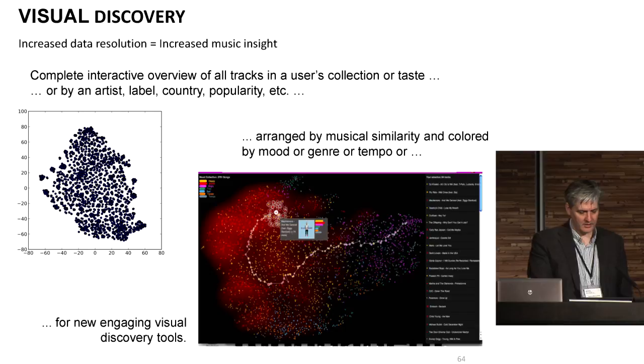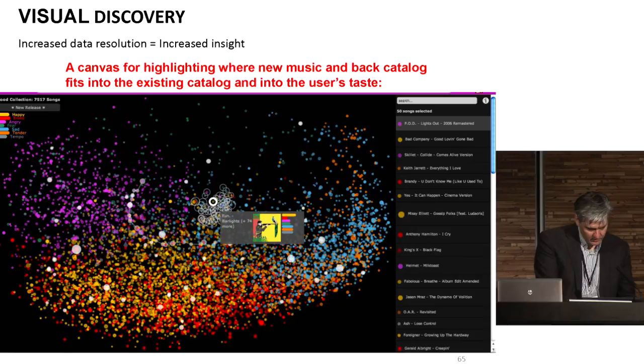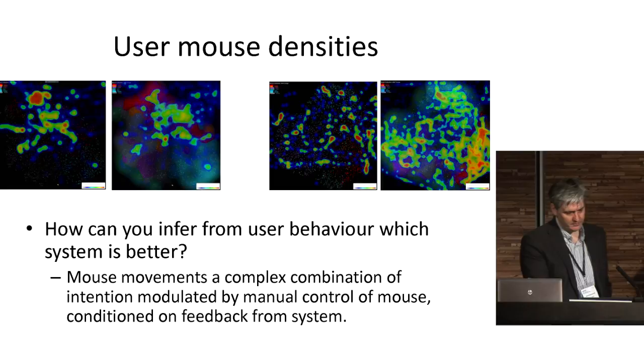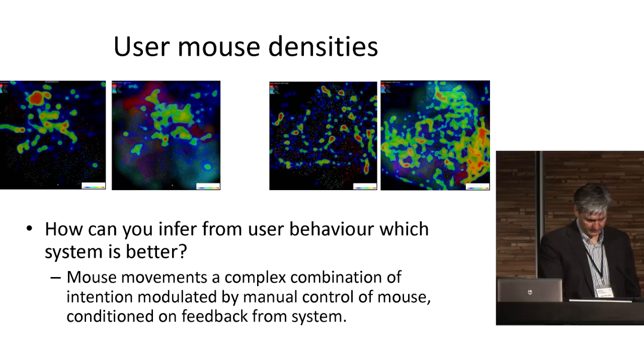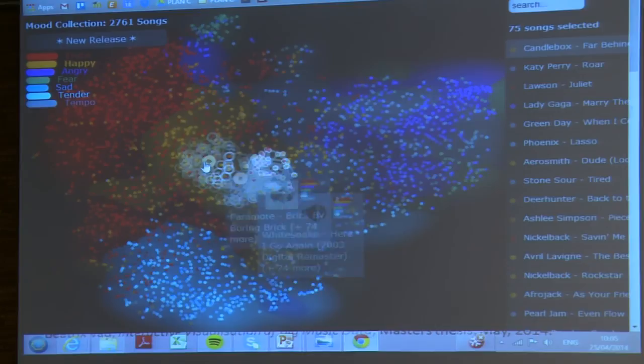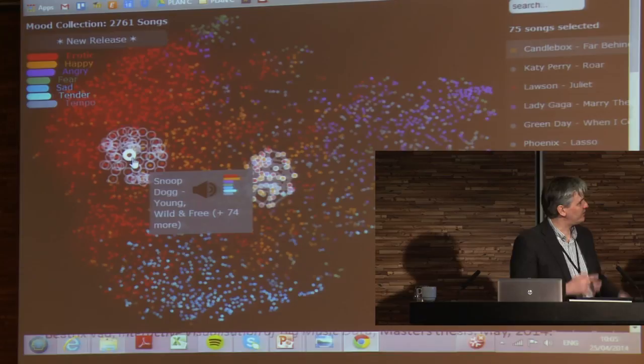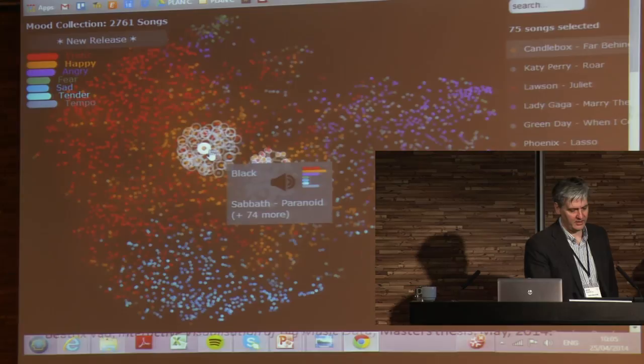This is probably easier to see. Okay, so here's our music collection. If I start to wander around, it's showing me a cloud of tracks around any one area. If I linger there, what you'll see, it's not so good on the projector, but basically you're seeing an area going a bit more red. That's the erotic area. Here's the happy one.